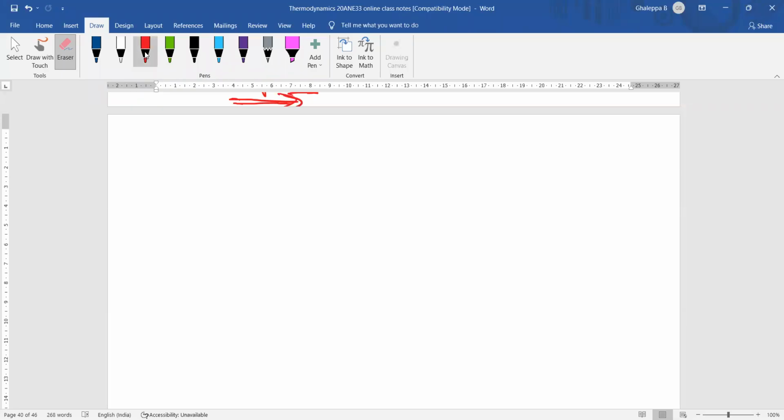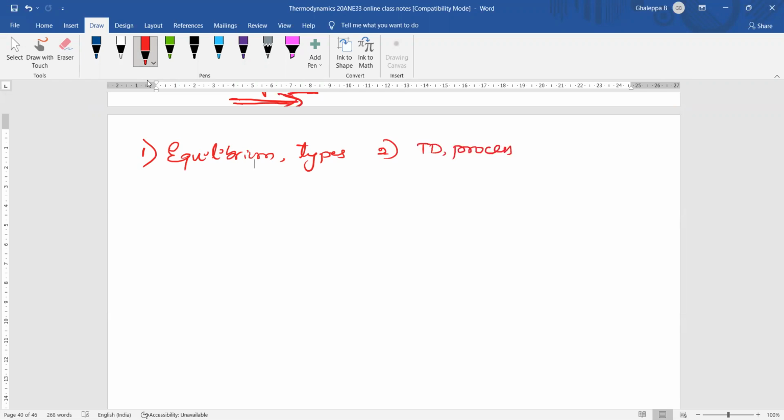So in today's topics, the first point is equilibrium and types of equilibrium. That is the first topic. And the second topic we'll discuss is the representation of all thermodynamic processes, thermodynamic processes on PV diagram. And as well as the third topic, what are the different types of thermodynamic processes?